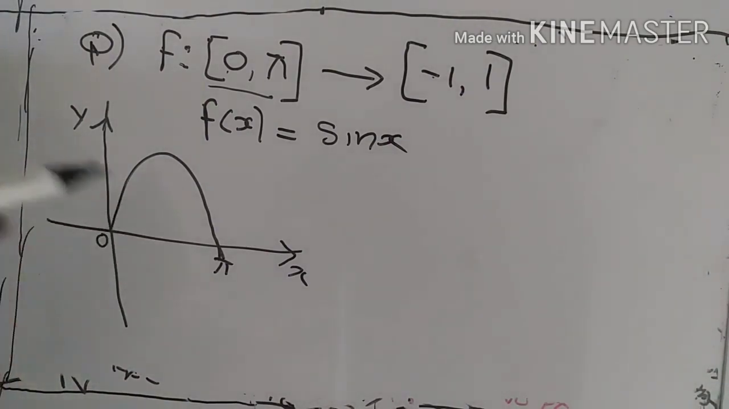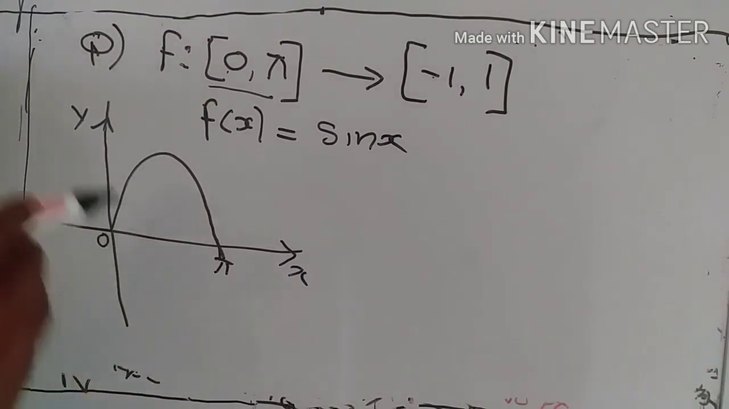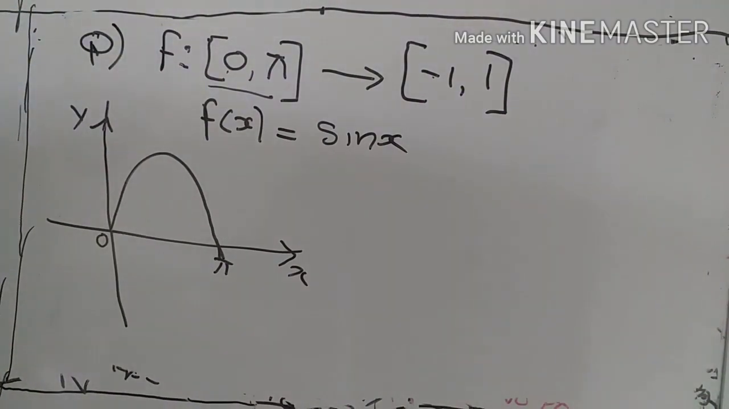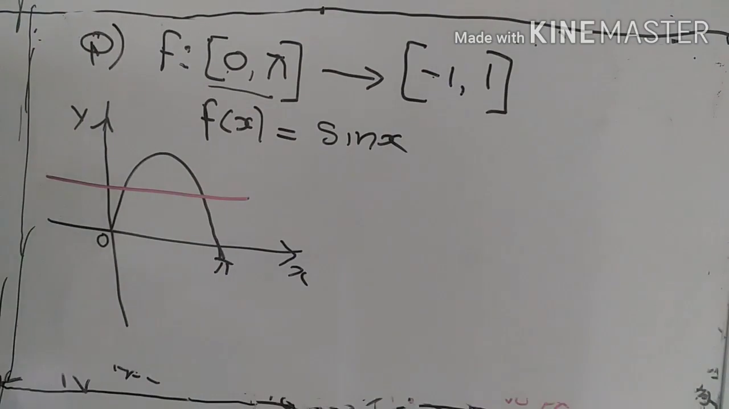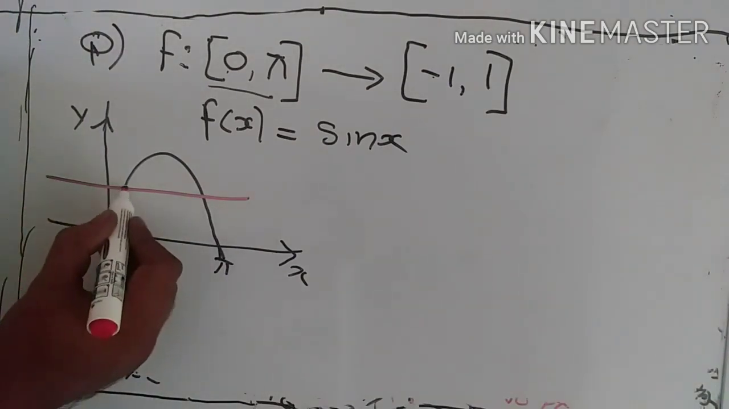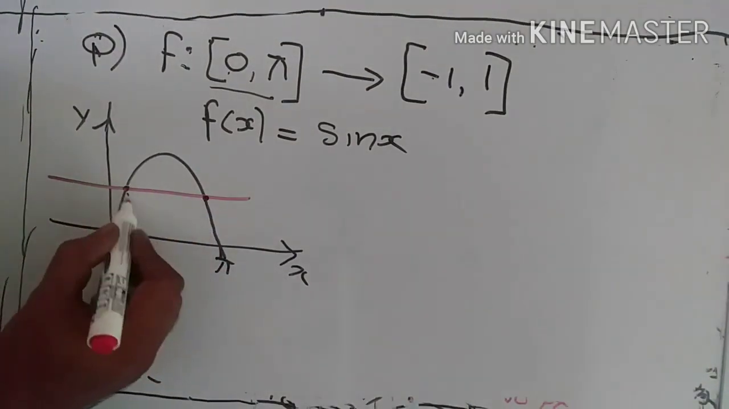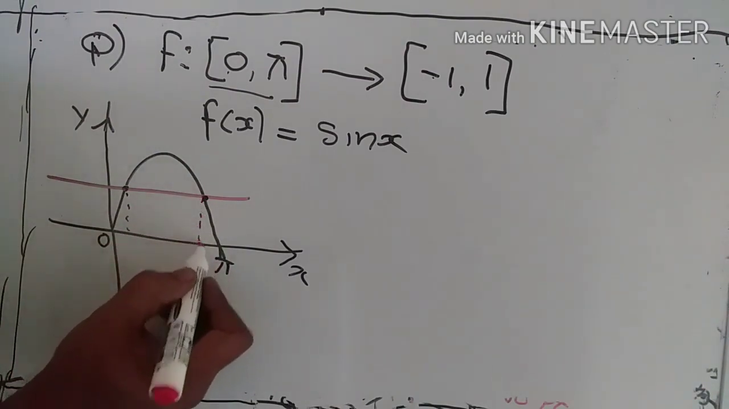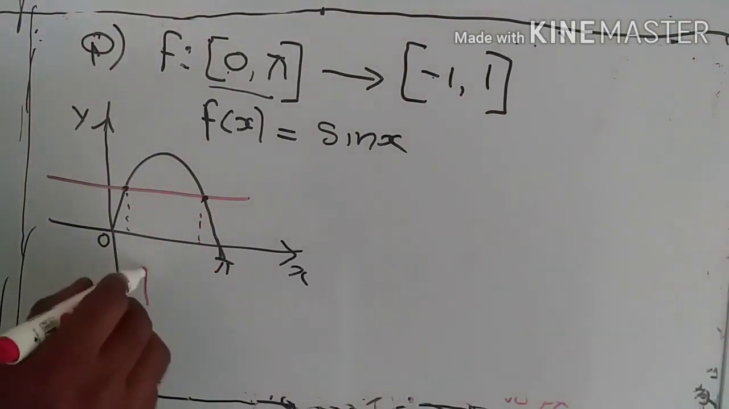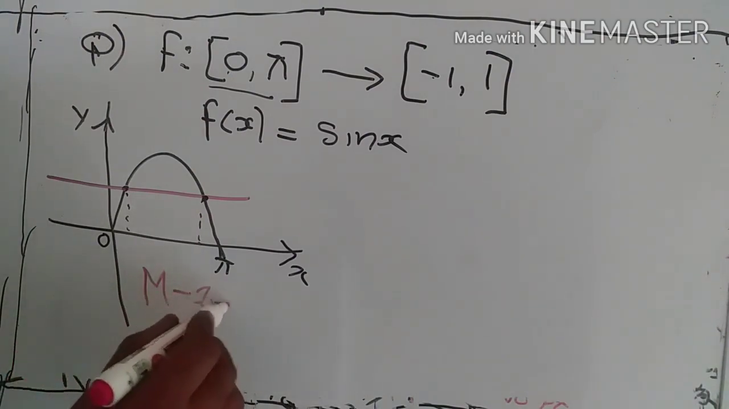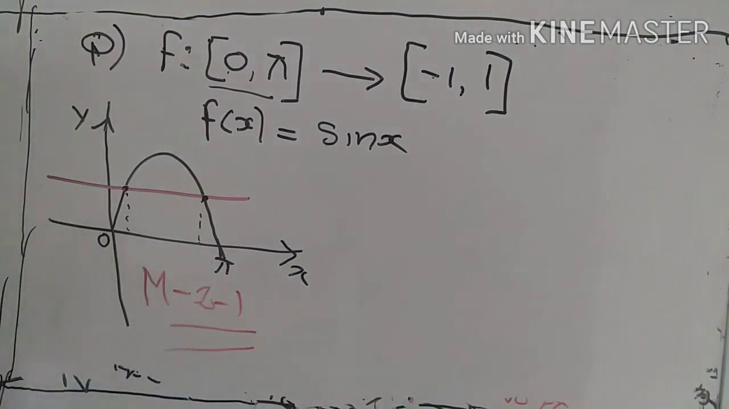Now, the second step is to draw a line parallel to x-axis. The line cuts at 2 points, at this point and here, 2 values of x. So the function is many to 1.